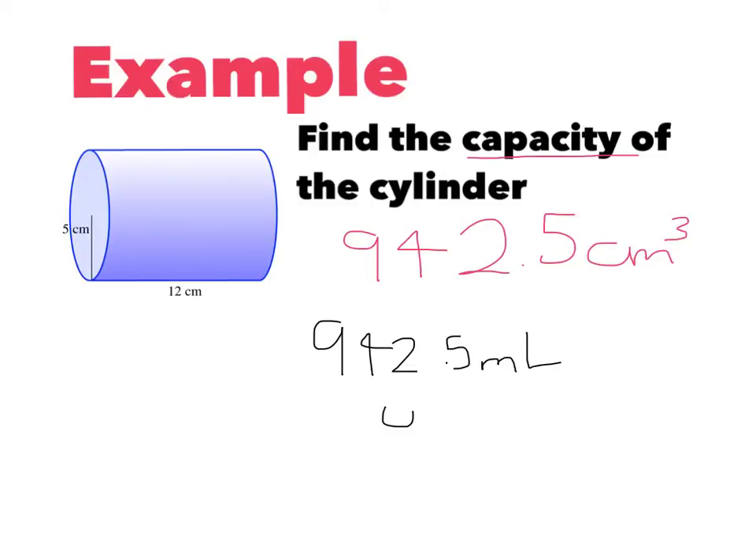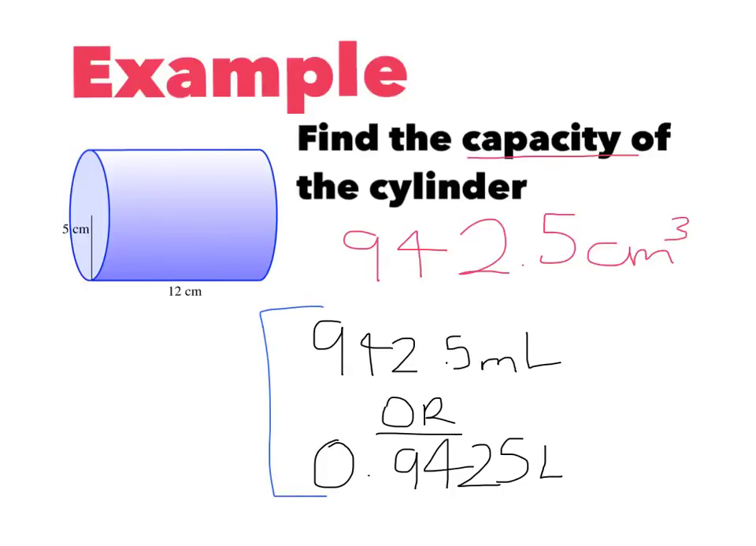Okay. If I want to convert that into litres, because 942.5 millilitres I'm not happy with, another way I can write that is in litres. There's 1,000 millilitres per litre, so there'd be 0.9425 litres. Okay, every 1 centimetre cubed is equal to 1 millilitre. Okay, every 1 metre cubed is equal to 1 litre. So I could write it either of those two ways. And that's it, guys. That's volume and capacity of a cylinder.